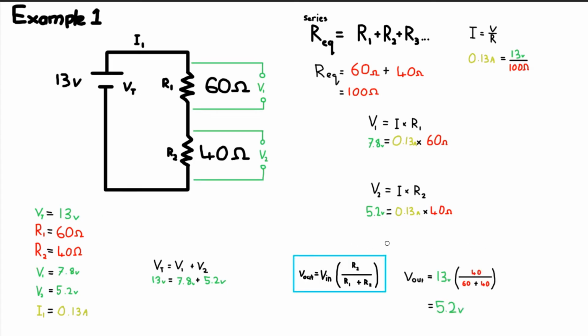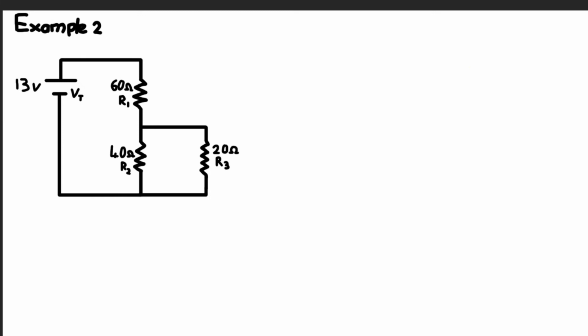Another way of doing all this is to use the voltage divider rule. That is, V out equals V in times R2 over R1 plus R2. So in our case, that's 12 volts times 40 ohms over 60 ohms plus 40 ohms. Punch that into your calculator and that gives you 5.2 volts. Same answer as before.